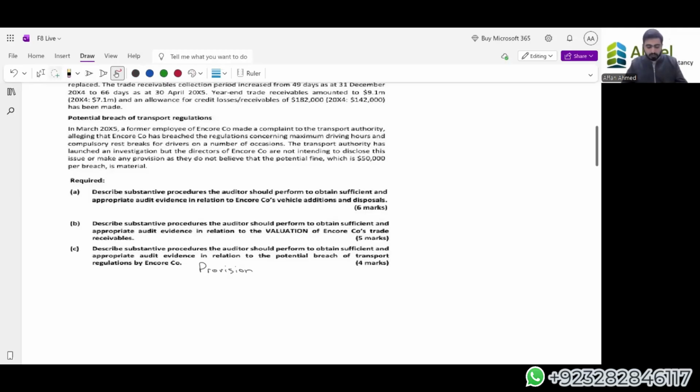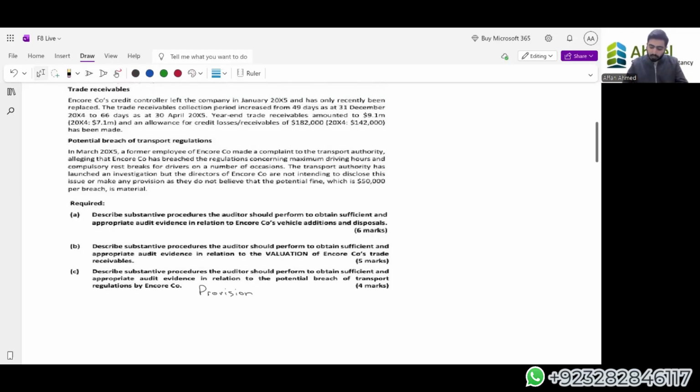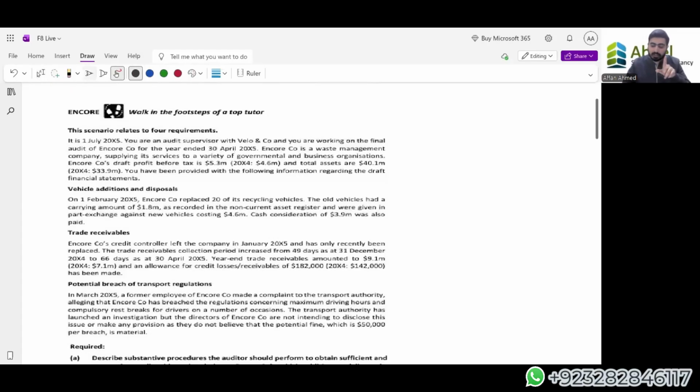Now, when you're writing a substantive procedure, what should be the layout? The layout should be that first of all, you should write the action. What are you going to do? With that, write the source document that you're going to perform the action on. By source document, I mean, let's say I'm going to check. Check is the action. The car's engine, the engine is the source, the area that I am performing the task on. I'm checking the car's engine.